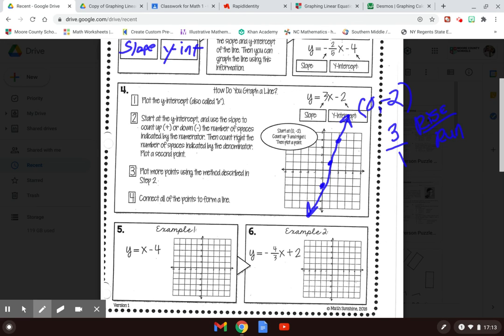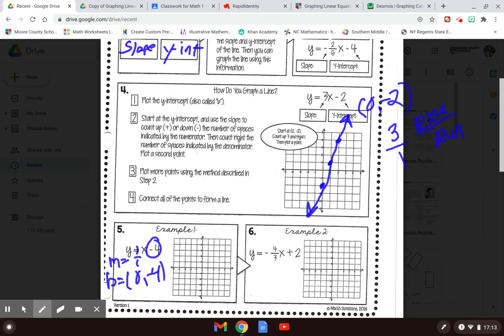Example 1 says y equals x minus 4. So in this particular equation, my slope, or my m value, whenever x is by itself, that means it has a coefficient of 1. So it's going to be 1 over 1. That's how I write 1 as a fraction of itself, 1 over 1. And then the b value, or the y-intercept, remember, whenever it has a negative in front of it, that means it is a negative y-intercept. So that's going to be (0, -4).